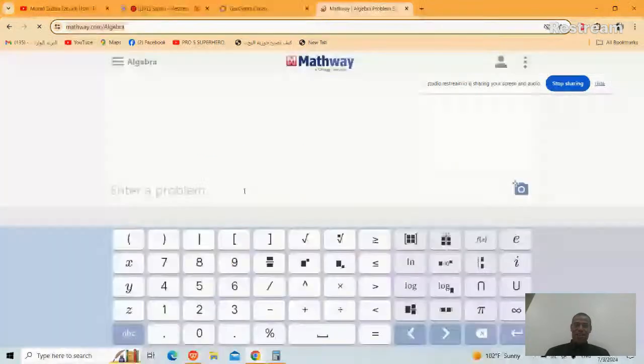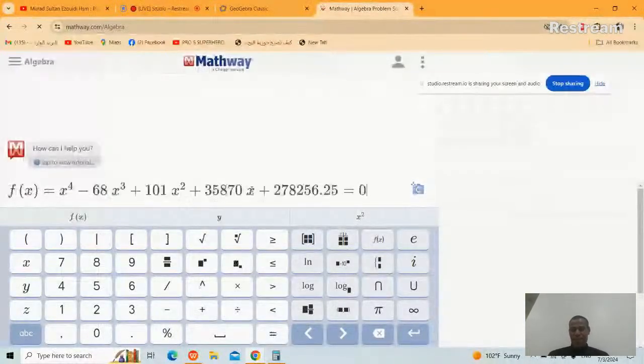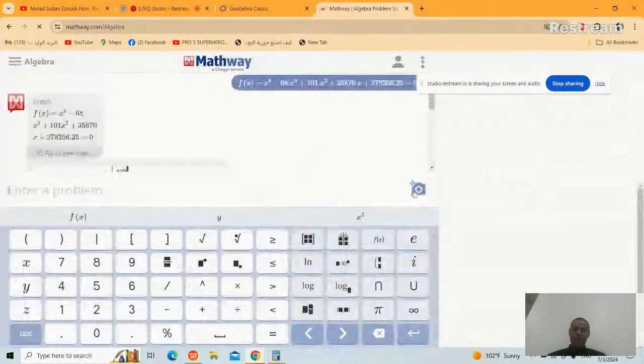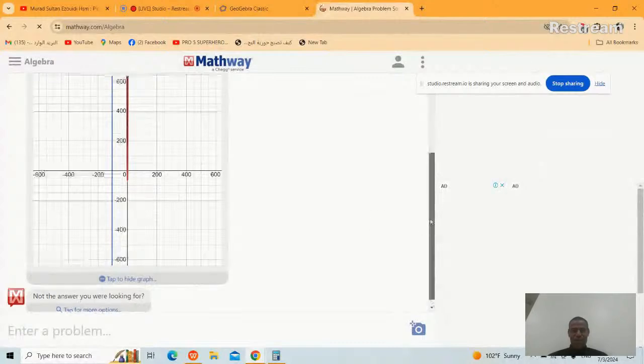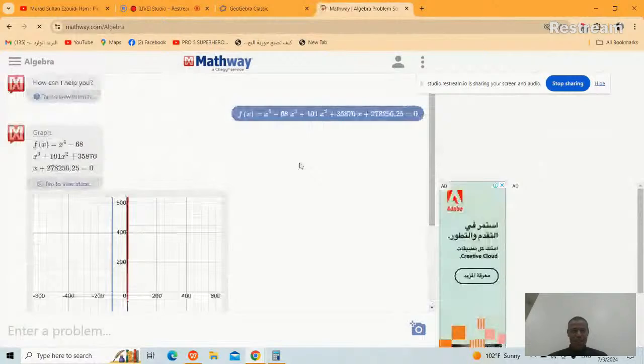I will enter my problem. Okay, help you. Look, this is what it can help with. Of course, he uses graphs. He makes graphs, not the answer you are looking for. I told you to solve this. You see, nothing. He did nothing.